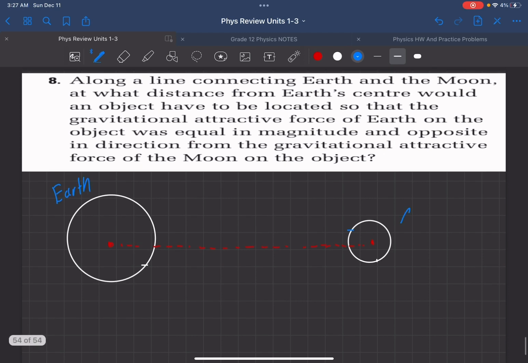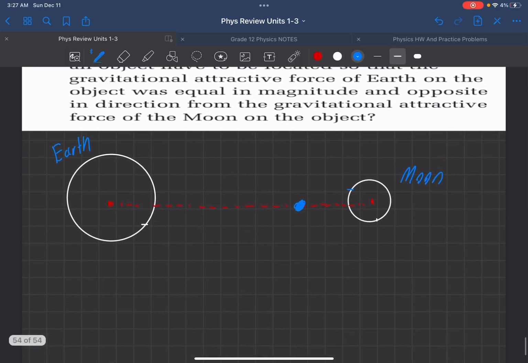and this is the Moon. And the object should be located probably closer to the Moon, right? Because the Moon's pull is obviously a lot weaker than that of the Earth's. So if we want to have equal pulls on this object, like the Moon pulling on this object and the Earth pulling on this object, the object obviously has to be closer to the Moon.